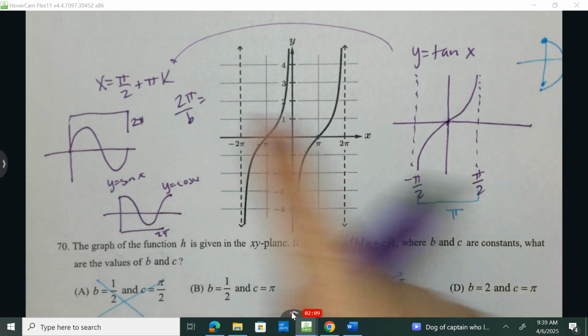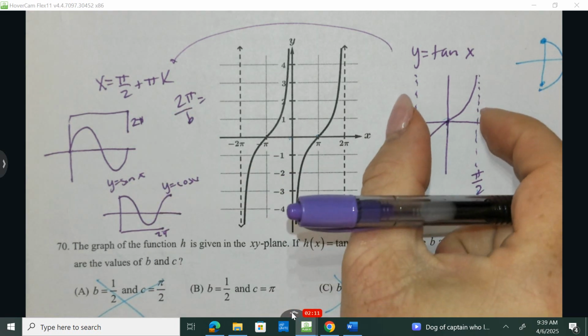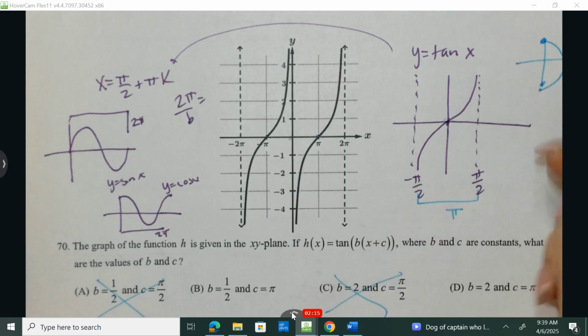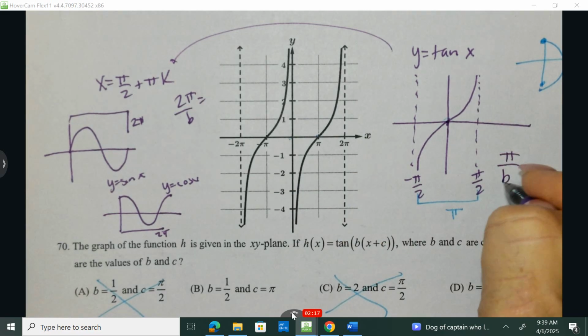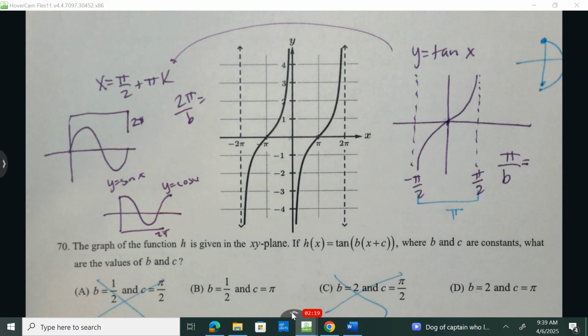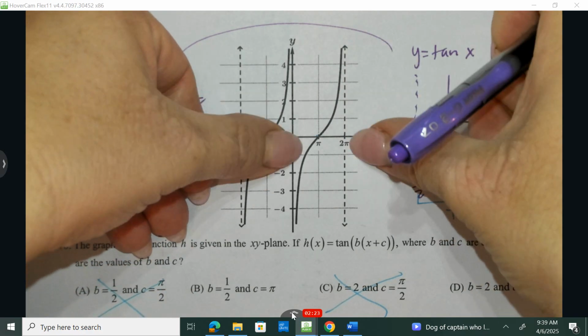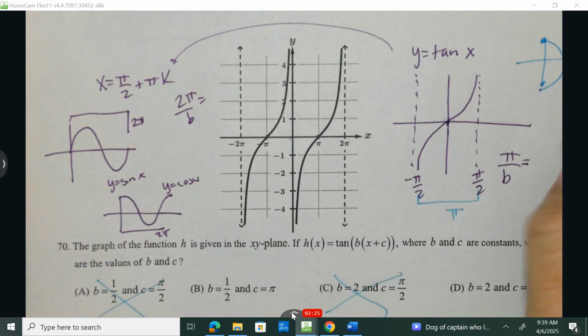So instead of saying 2 pi, we can see the parent function has a distance for a cycle of just pi. A distance of a cycle of just pi. So I'm going to say pi divided by B equals, now what is this cycle? Well, one cycle in this picture is a distance of 2 pi. So equals 2 pi, or 2 pi over 1.